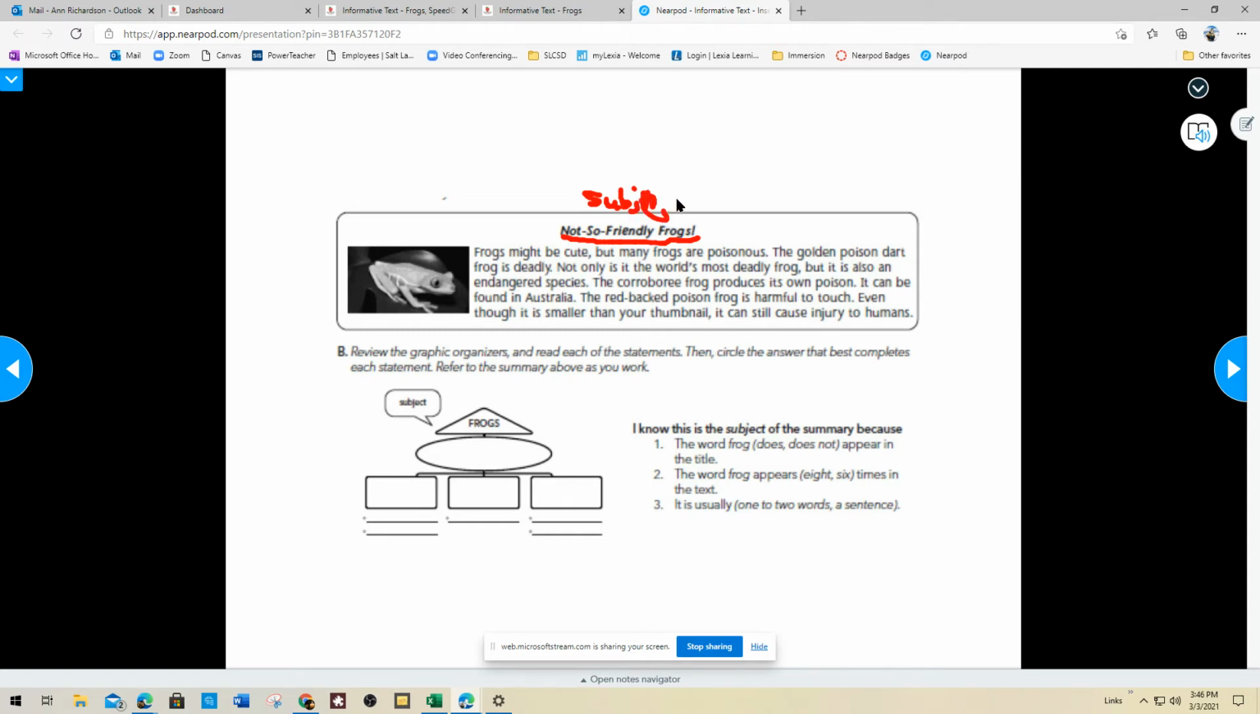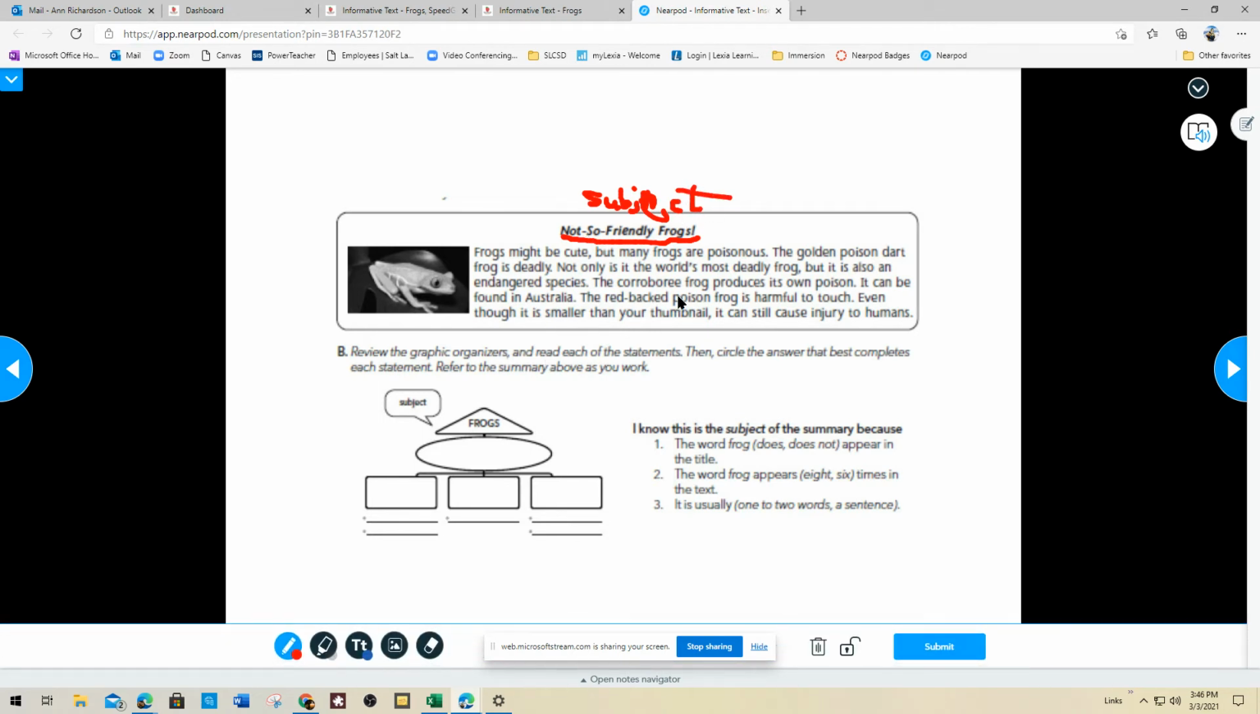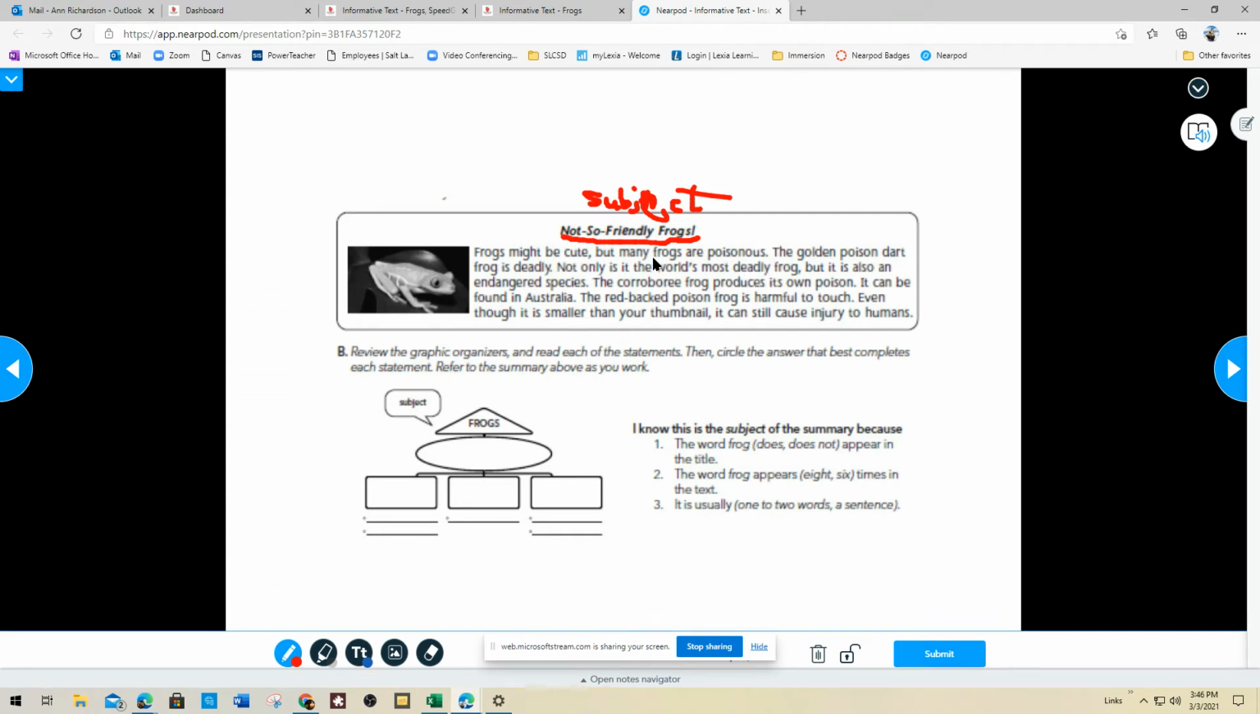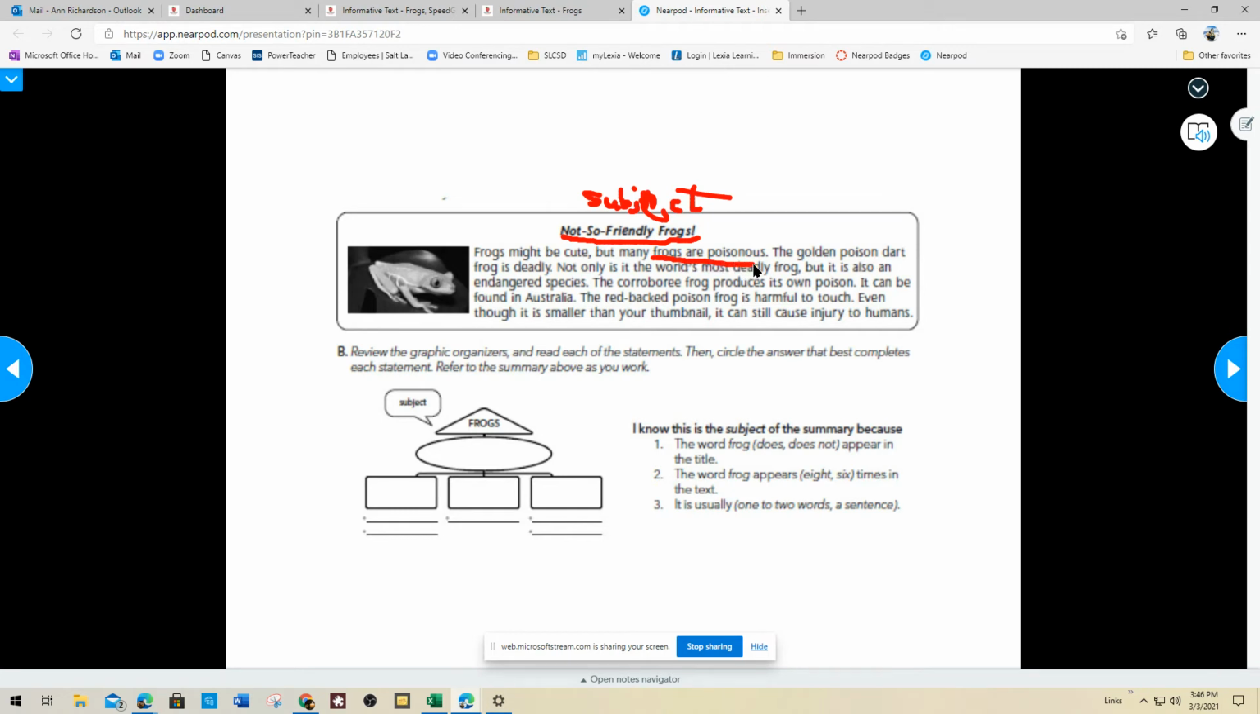Yeah, subject. Oh, terrible mouse writing. Okay, frogs might be cute, but many frogs are poisonous. Guys, what are we going to be talking about? Frogs are poisonous. That is our main idea.